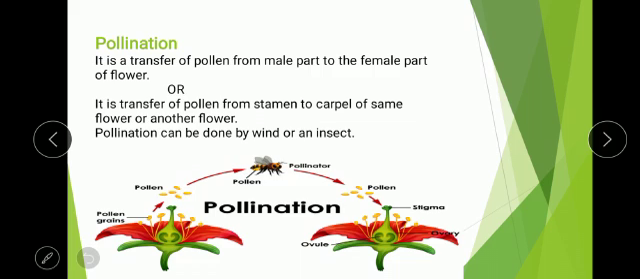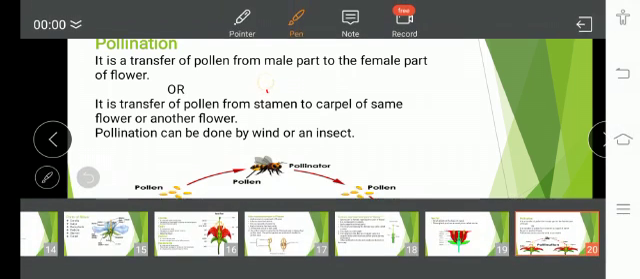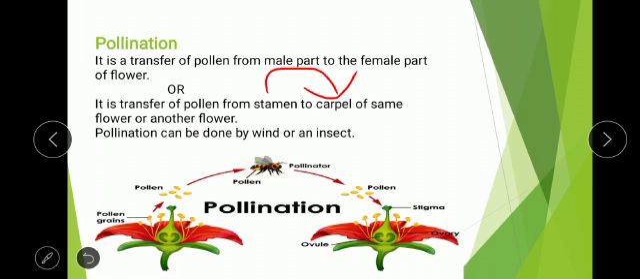Pollination. It is the transfer of pollen from male to female part. Pollen grains are produced in pollen sacs, and these pollen grains are transferred from the male to the female part. It is called pollination. Or the second definition is the transfer of pollen grain from stamen to carpel. Pollen sacs are present in the stamen. The transfer of pollen grain from stamen to carpel, meaning the male to the female part of the flower, is called pollination.